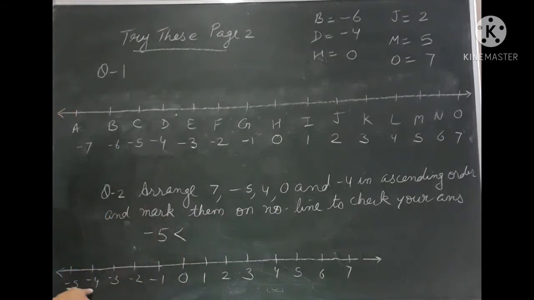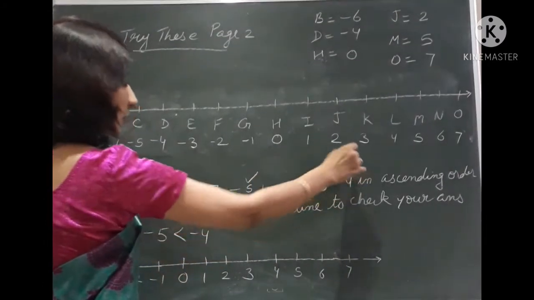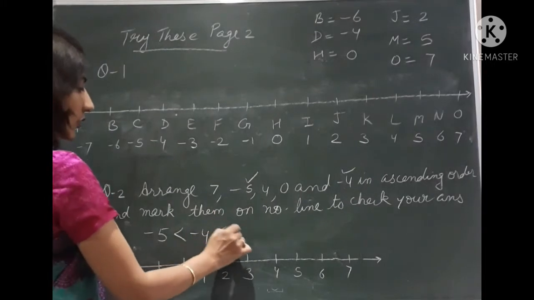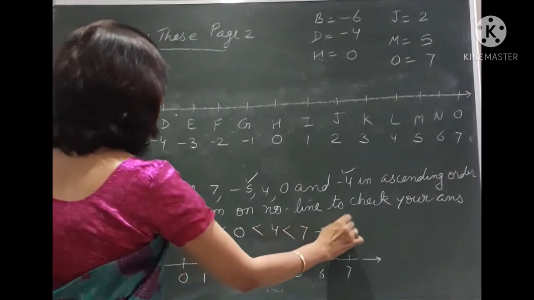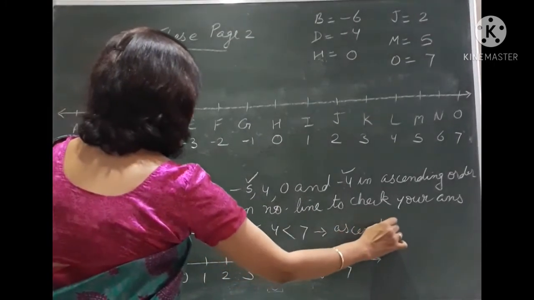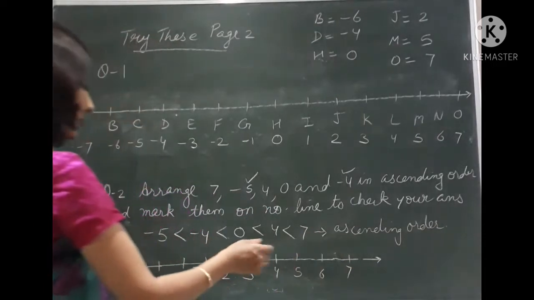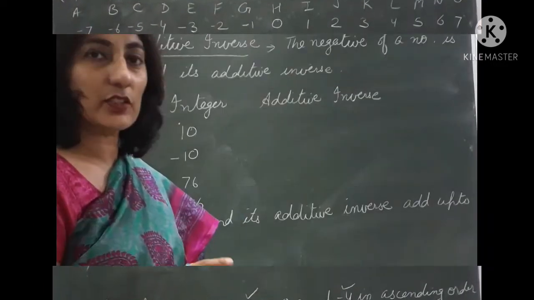Then next after minus 5 is minus 4. Minus 5 I have done, minus 4 I have done. Now I am left with 0, 4 and 7. So here 0 will come, then 4 and then 7. So this is the ascending order. So this way you can mark the integers on the number line and then arrange them.